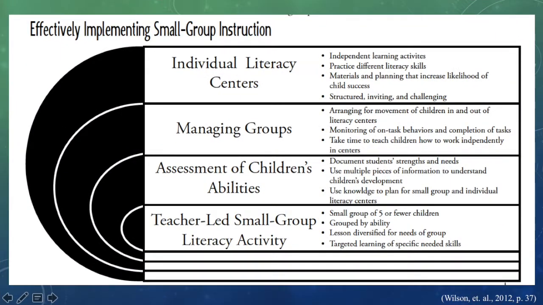This graphic, designed by Wilson et al. 2012, shows how to effectively implement small group instruction. This is the model that we use to implement our Tier 2 and Tier 3 services to our 30 below level students.